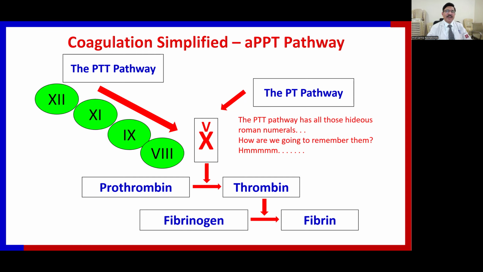If you find a deficiency of factor 7, it will not affect the partial thromboplastin pathway. If all these fellows 12, 9, 11 and 8 are also deficient, intrinsic pathway will still work because it doesn't require these fellows. Okay, these are not required for this one. That PTT pathway has all the hideous Roman numerals. Like, how are you going to remember them?